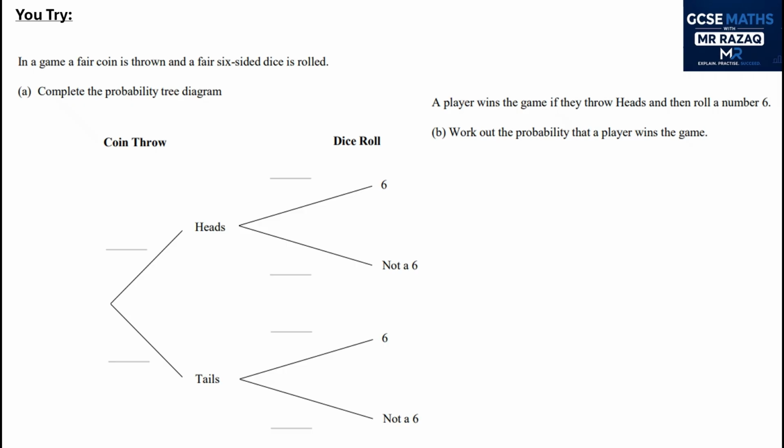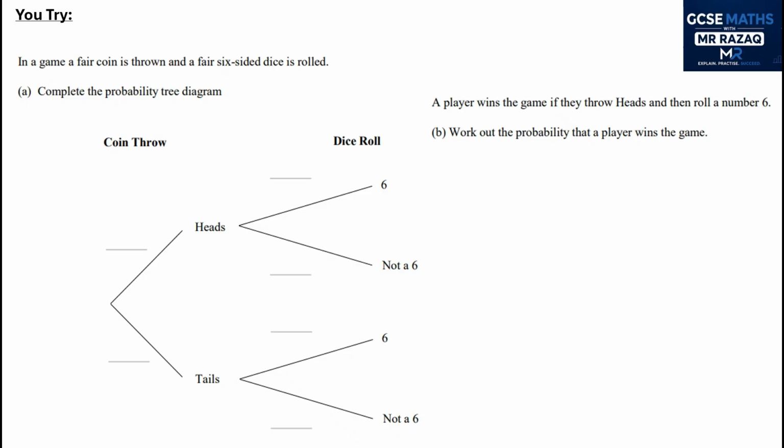Okay, at this point, pause this video and try to do this question yourself. Okay, hopefully by now you have attempted this question. So let's look at this together. In a game, a fair coin is thrown and a fair 6-sided dice is rolled. We have been asked to complete the probability tree diagram.